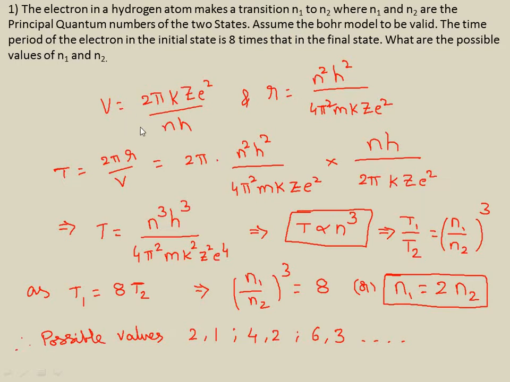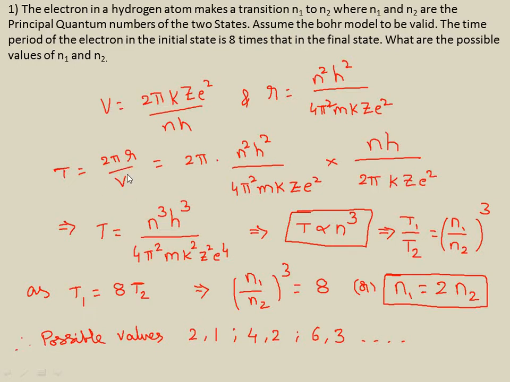So what is the expression for velocity? v equal to 2πkZe² by nh, while for the radius it is n²h² by 4π²mkZe². The expression for the time period: because it has been given that we assume the Bohr model to be valid, what is the orbit in the Bohr model? It's circular. Hence the time period can be given as T equal to 2πr by v.